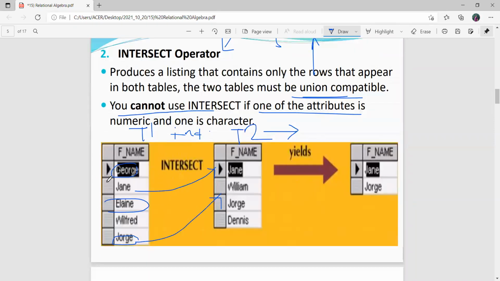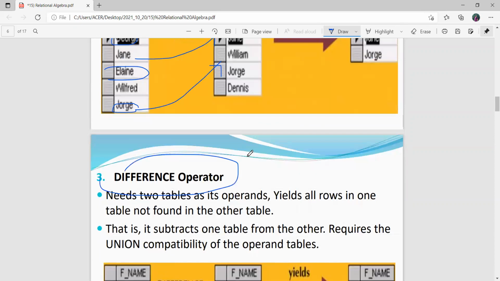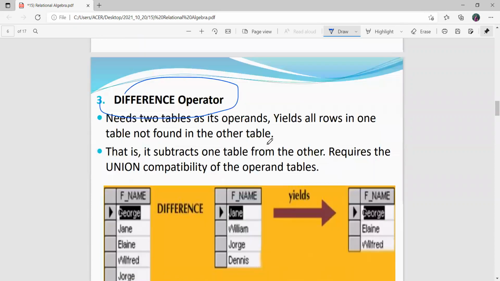Yes, madam. Then let's discuss the difference. This is the third operator, the difference operator. In this case, it needs two tables as its operands and yields all rows in one table not found in the other table. This will output all the rows in one table that are not found in the other table. So this is just like a subtraction. You can subtract table 2 from table 1.